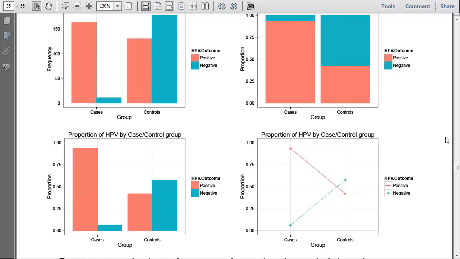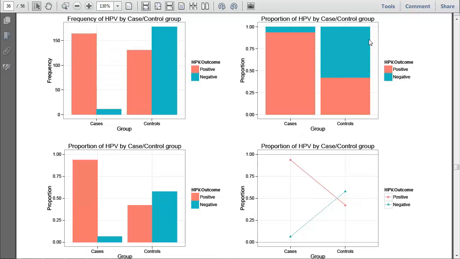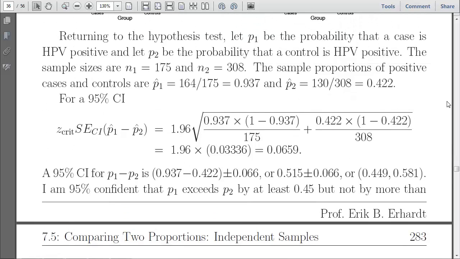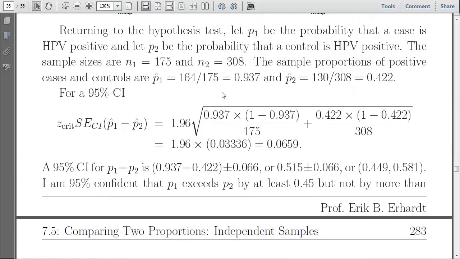Just based on, say, this plot on the top right or on the bottom left, it looks like this probability is very different. It's almost a 50% difference, maybe even slightly more than that. So that's quite a remarkable difference between these two groups. Let's see what the result of a hypothesis test tells us.